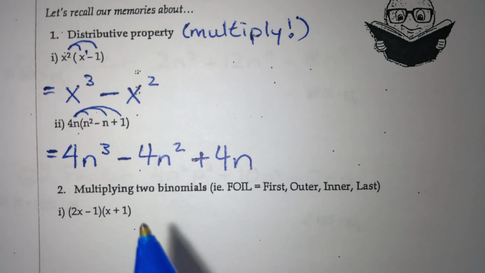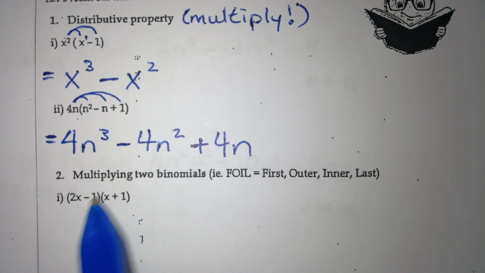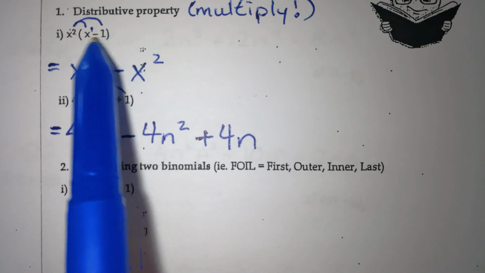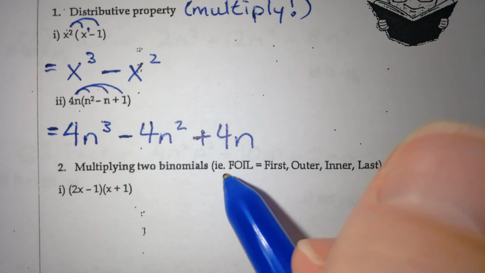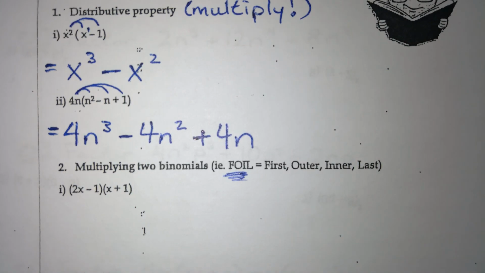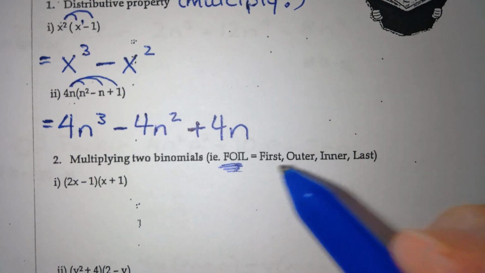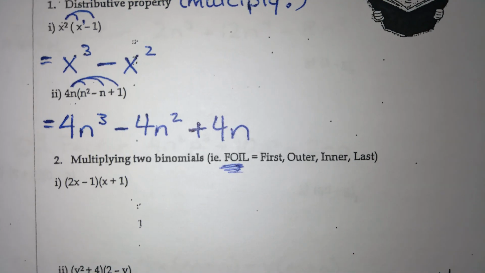So what's different in grade 10? Grade 10 is you do it like these ones right here. Instead of just one term times a bracket, you actually have two terms times two terms. How many of you have heard of the term FOIL? Have you heard of the term FOIL? No? Okay, FOIL stands for first, outside, inside, and last. This tells you the order in which we should multiply.